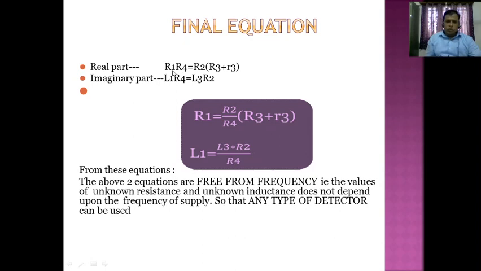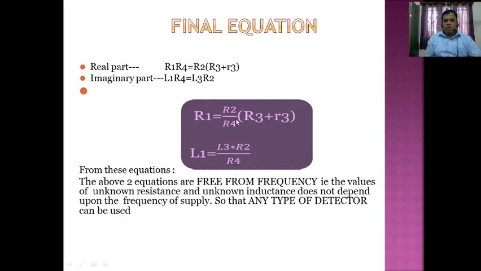Now from these two equations of real part and imaginary part, we have R1 equals R2 by R4; sending R4 to the other side, we get R2 by R4 into R3 plus small r3. This equation is very important to know, because the resistance of branch AB can be found out: R1 is equal to R2 by R4 into R3 plus small r3.